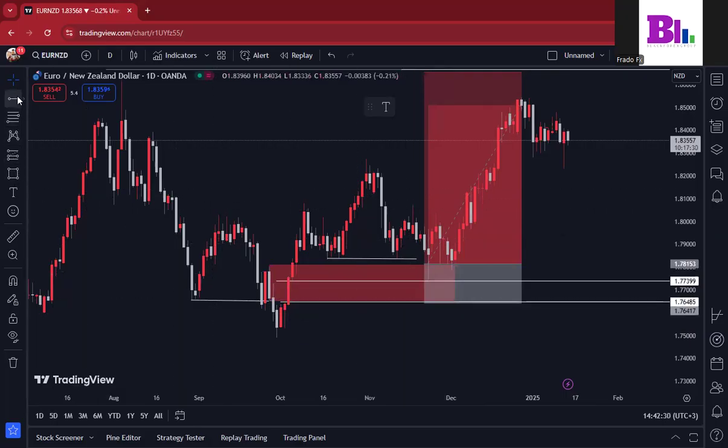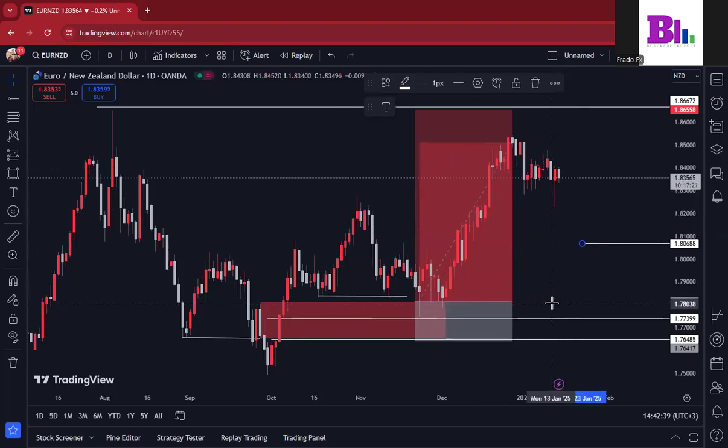You could see here, I have shown you, we had also our change of character here. Okay, that is the shift of market structure, and you could see the market started going up. Okay, so this is one of the easiest ways to trade the market, and I think you have understood.